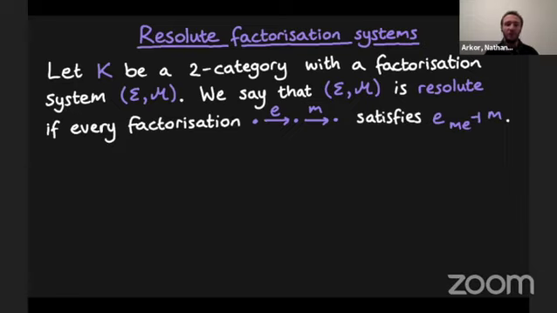Okay, so I'm going to explain what a resolute factorization system is, which is really the definition that makes this work. So we're going to let K be a 2-category with a factorization system.